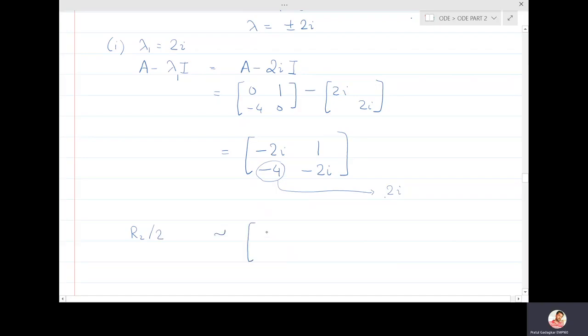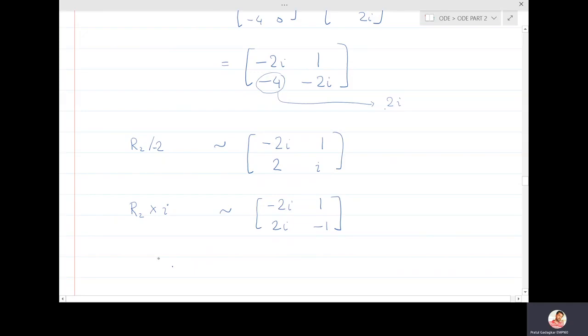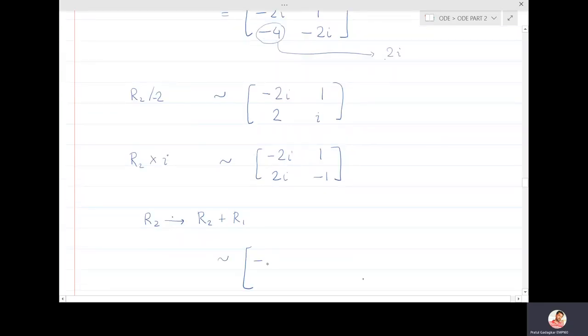When I divide the second row by 2, let me divide it by minus 2. So it will become minus 2i, 1 and 2 and i. Now I'll multiply the second row by i. So when I do that, I'll get minus 2i, 1, 2i and minus 1. i square is minus 1. Now you see, you can add the second row and the first row so that you will get the last row equal to 0, which is minus 2i, 1, 0, and this also has automatically become 0.